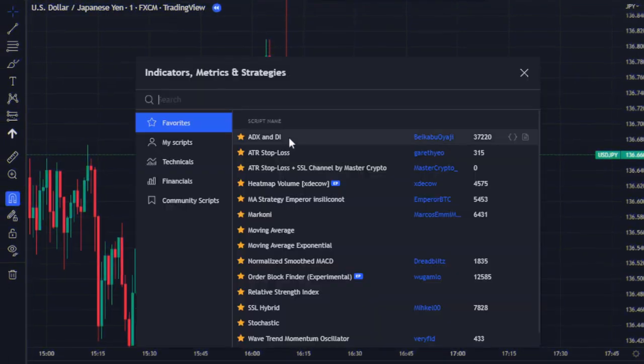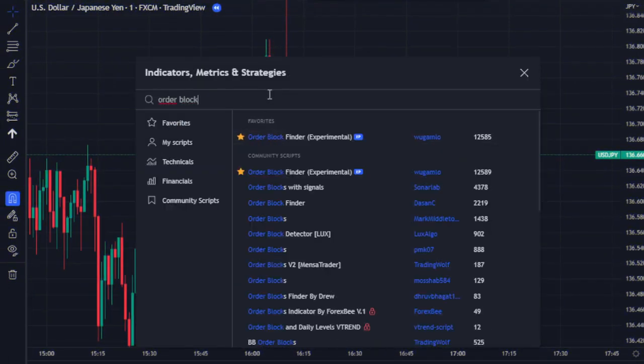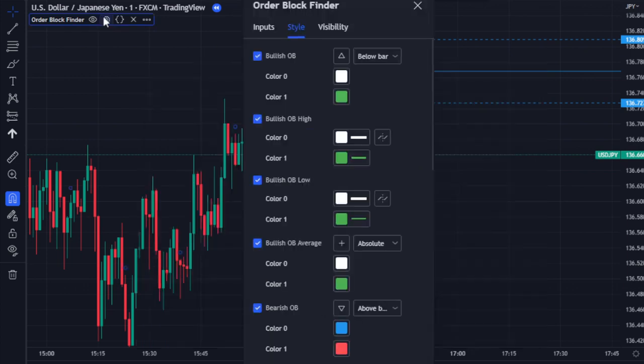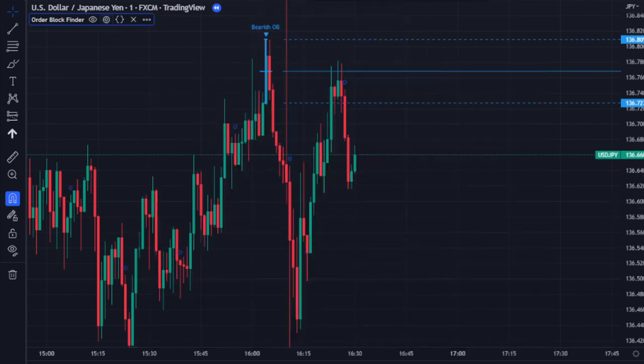The next indicator is called order block finder. So we add it to the candlestick chart, but we're going to select the one created by Wogamlo. We will leave it in its default configuration since that way we can detect order blocks. So what does this mean?